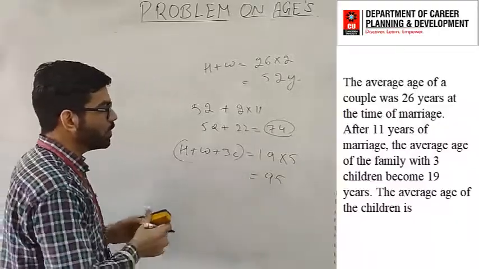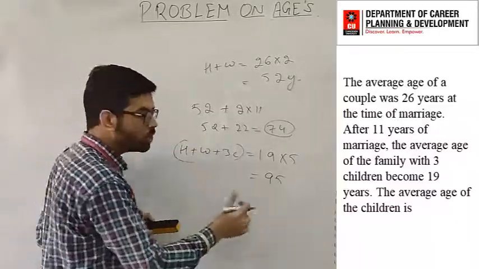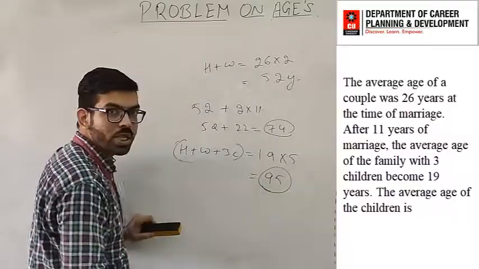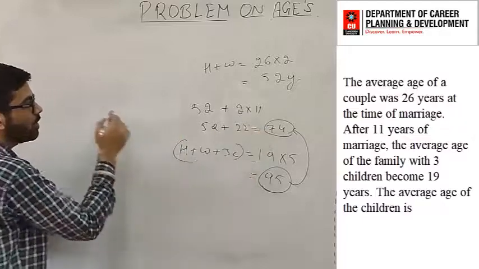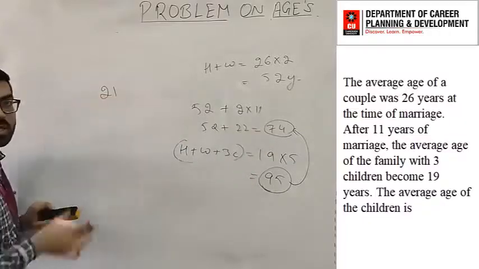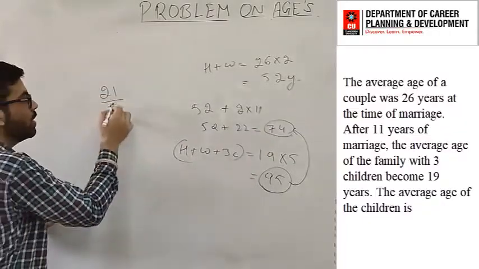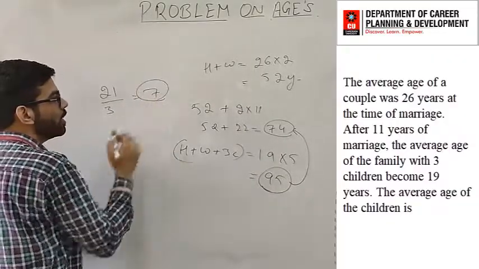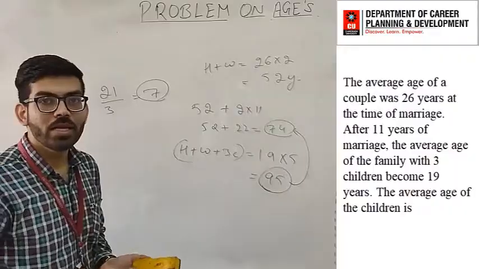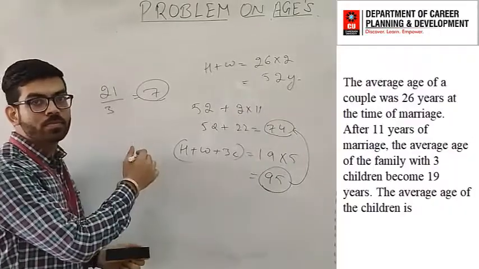Now the next part is we have to calculate the average age of each child. That means the difference, 95 minus 74. The sum of the children's ages is 21. When you divide this value by 3, because 3 children are there, the average age of each child comes out to be 7 years. Okay, this was your answer.